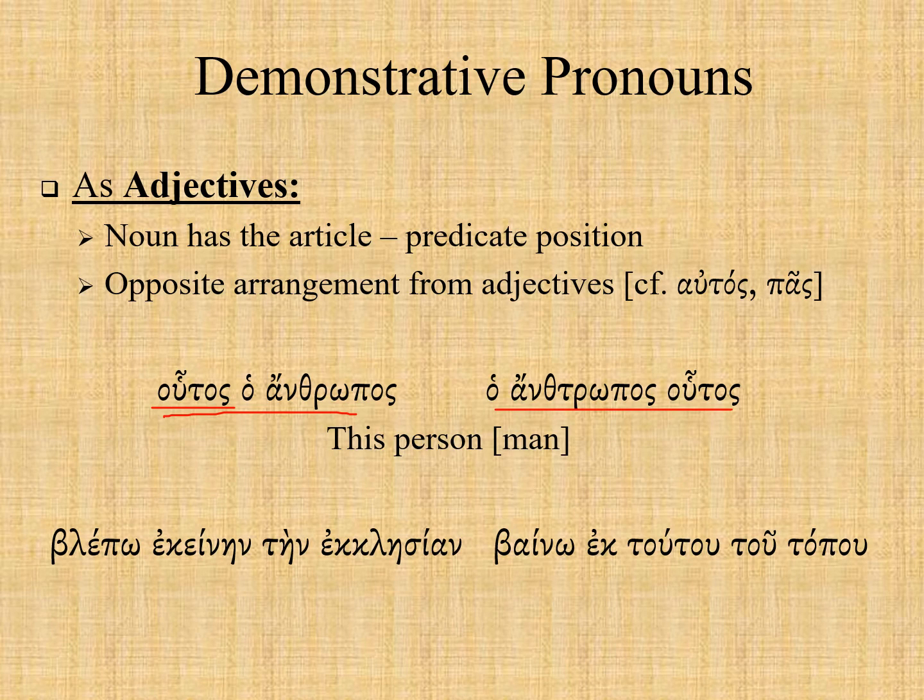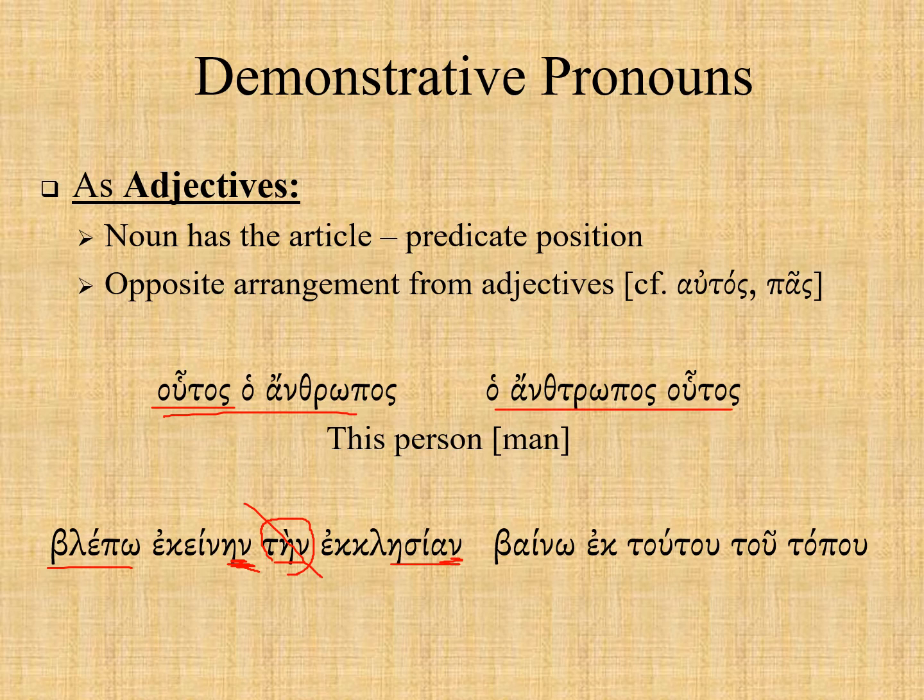Another example: blepo ekeinen ten ecclesian, and then baino ek tutu tu topu. Let's look at the first one, blepo, I see, ekeinen in feminine accusative singular, as is ten ecclesian as well. So I see that church, and obviously in English we cannot say I see that the church.